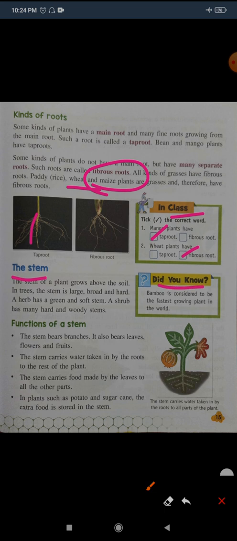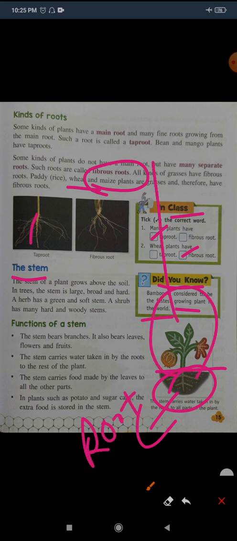Now did you know that bamboo is considered the fastest growing plant in the world? If you don't know, then please know. Now the second is stem. Here you can see that stem is the main part of the shoot system in the plant. This lower part is called root system, and this upper part is called shoot system.